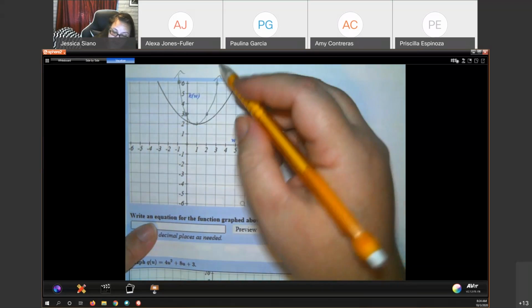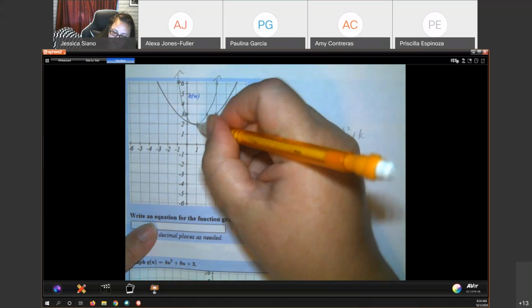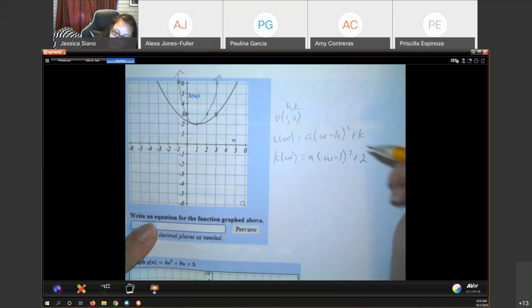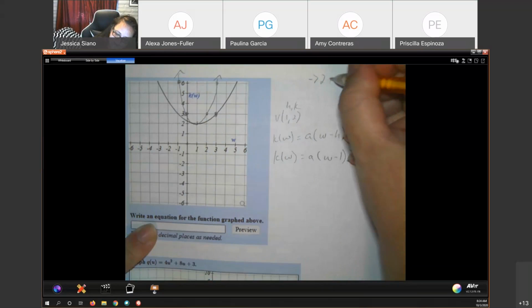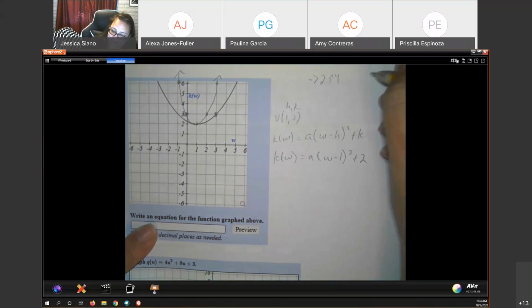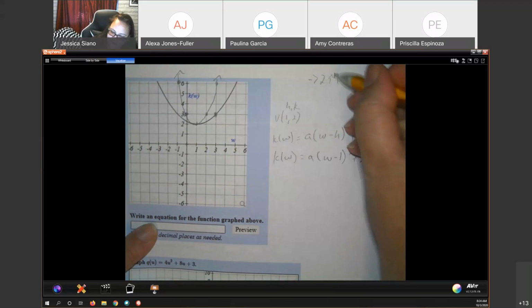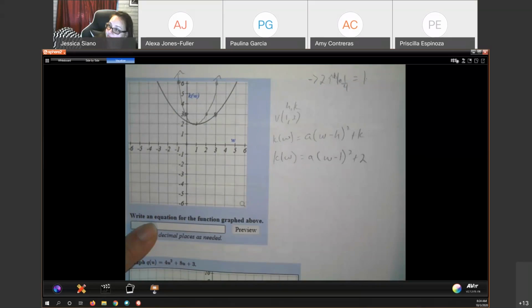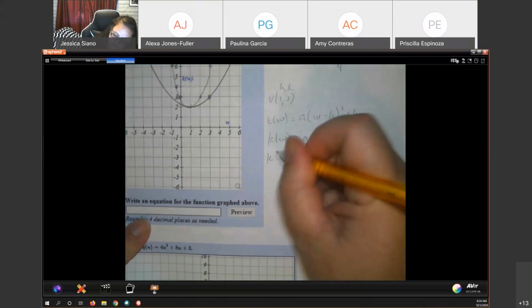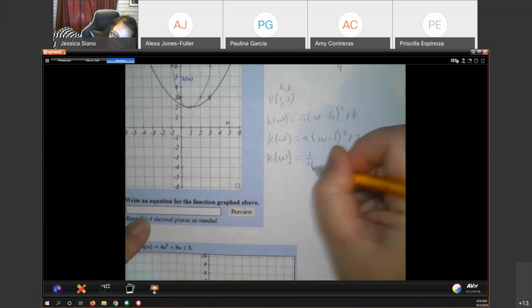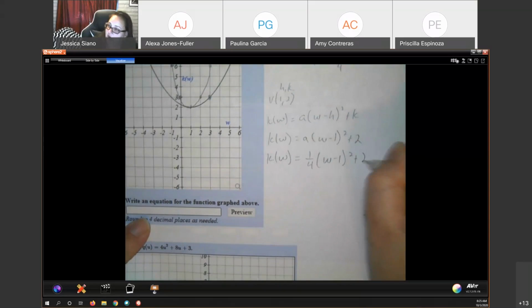Now, here, we see that when we went out 2, we only went up 1. So normally we go out 2, up 4. But instead, we only went up 1. So my question is, what do I multiply this 4 by so that it becomes 1? I only went up 1. What do I multiply that 4 by to make it a 1? It's 1/4. And so that's one way to figure out what your A value is.